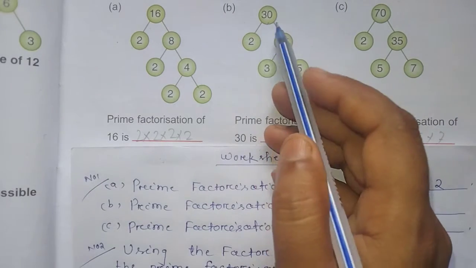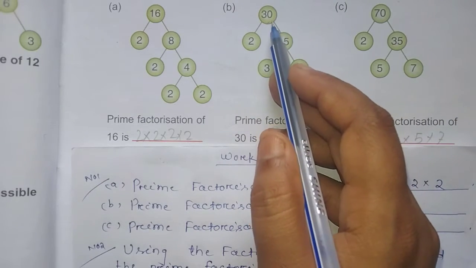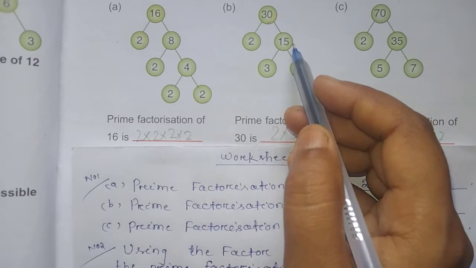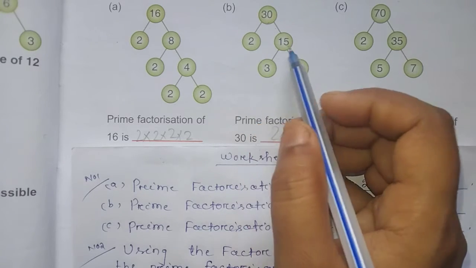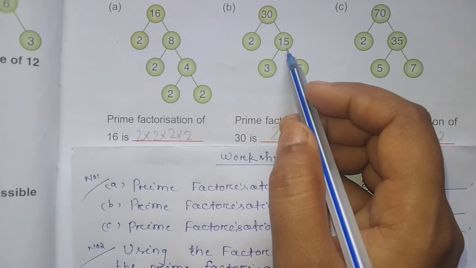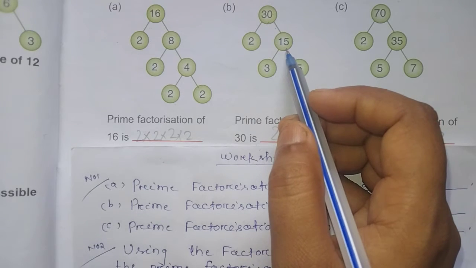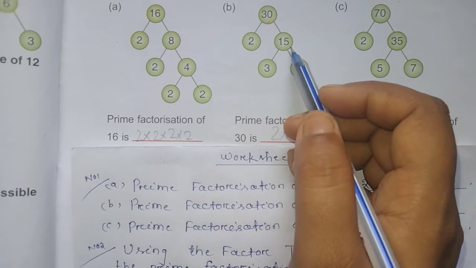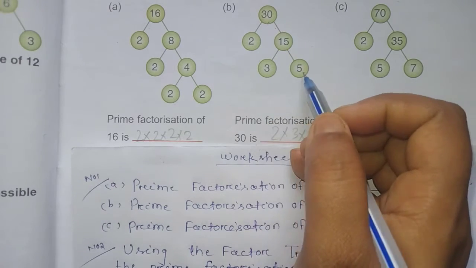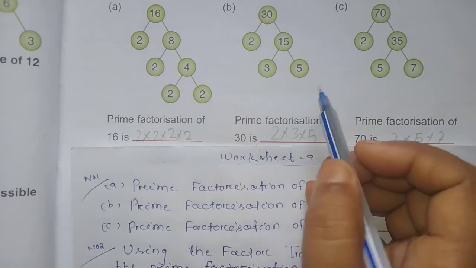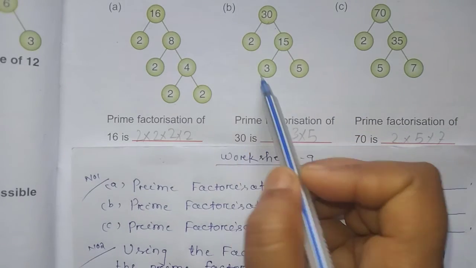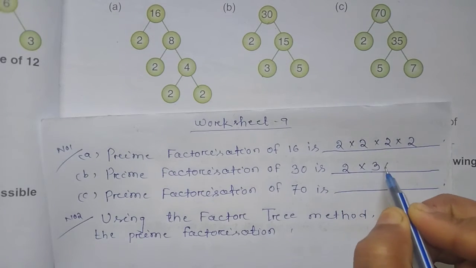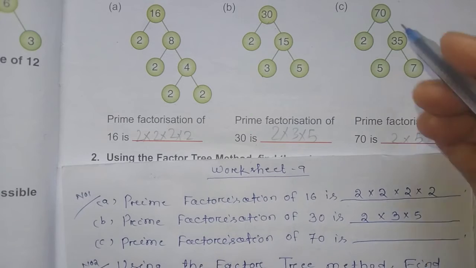Then B, 30. We can break 30 into two factors, that is 2 and 15. Here 2 is a prime number but 15 is a composite number. We can again break 15 into two prime factors, 3 and 5. The prime factorization of 30 is 2 into 3 into 5.